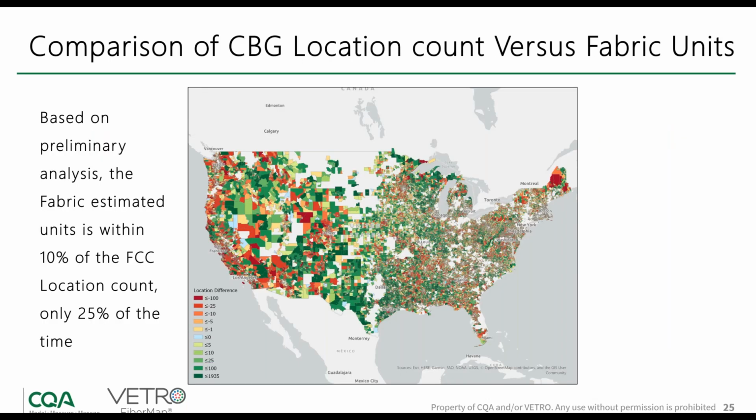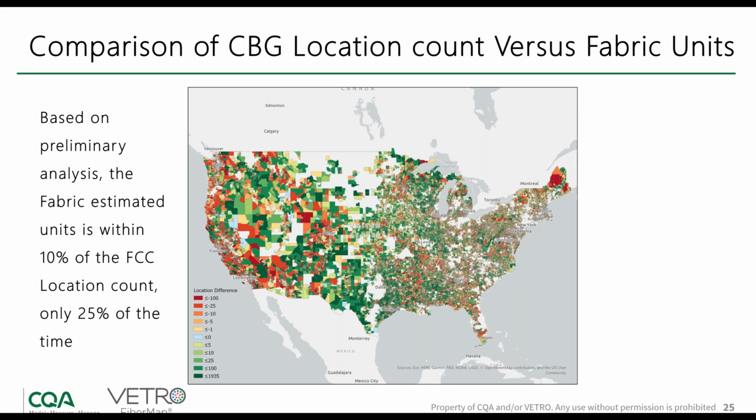So let me step back to a broad, nationwide view of looking at locations and why locations matter. When we looked at our fabric data and summarized the counts of fabric points in the census blocks that are eligible and compared it to the FCC, you can see that only 25% of the census block group counts were within 10% of what the FCC provided. So if the FCC provided 100, we were within 10% of that 25% of the time.